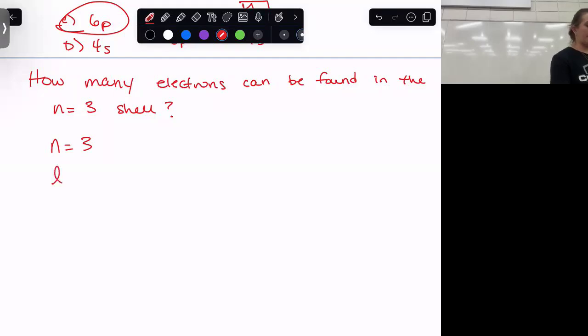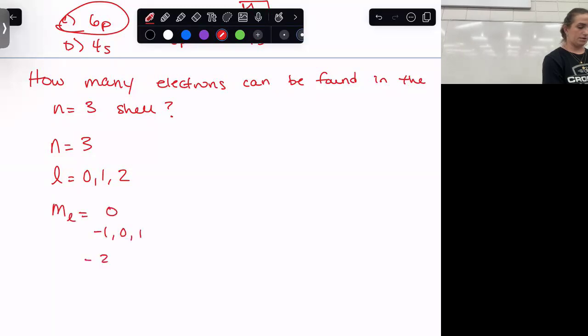So that meant that L is equal to what if it's F? L, not F sub L. So it can be 0, 1, or 2. If L can equal 0, 1, or 2, M sub L can equal 0, then -1, 0, 1, then -2, -1, 0, 1, 2.